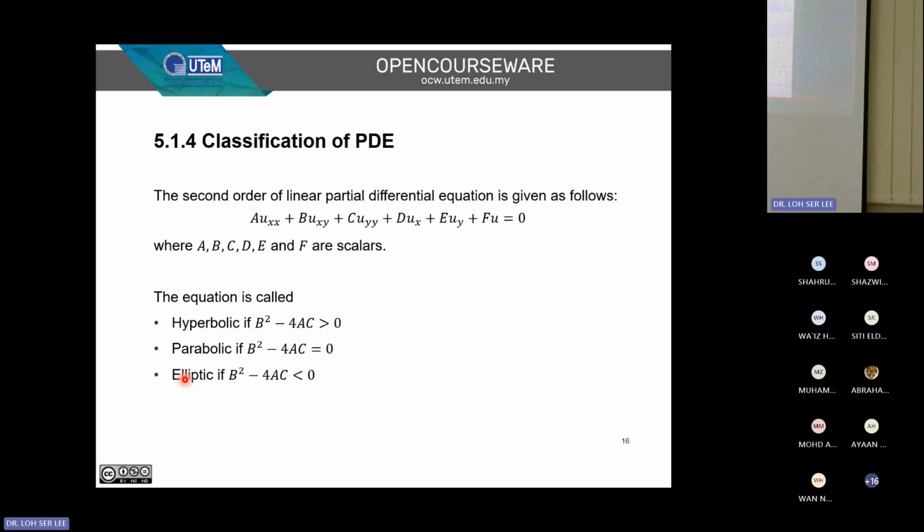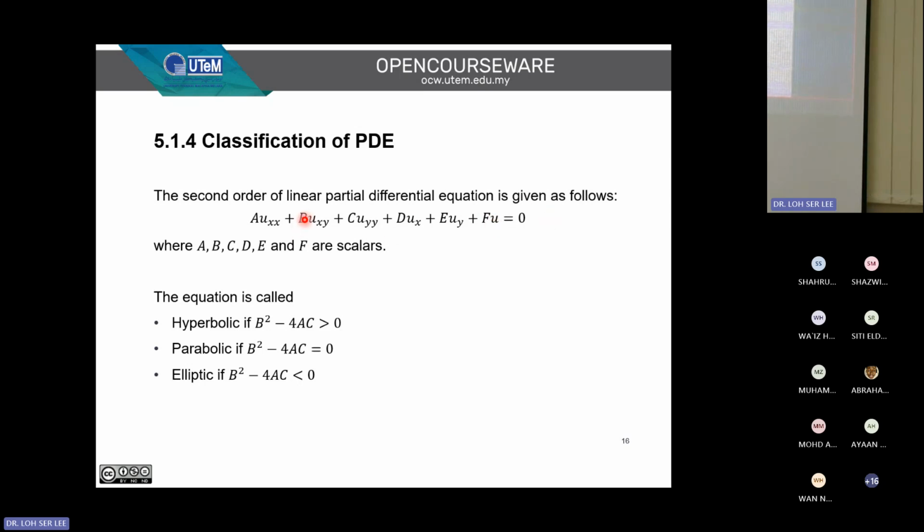So three different categories. So what are A, B, C? If you look at this one, A is from u_xx, B from u_xy, C from u_yy. The D, E, F we just ignore. We just obtain A, B, C from the second order partial derivatives. Look carefully: second order partial derivatives. The first order terms and u we just ignore.